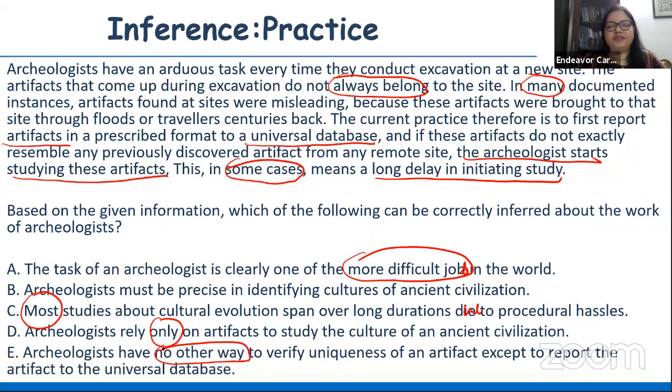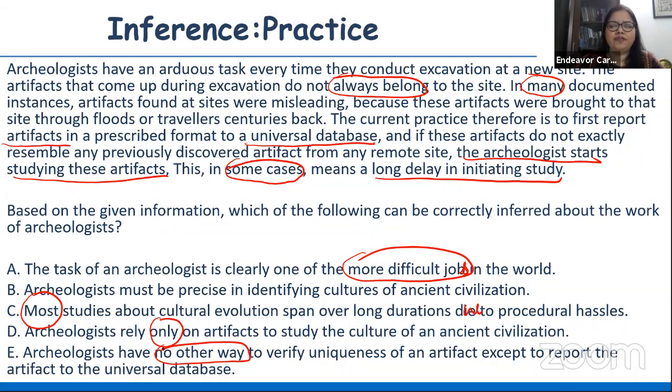So what are we left with? Option B. So what is the implication of this passage? Sometimes you can see that the archaeologist undergoes a long delay in initiating study. He follows a long and tedious process, and he waits till it's completed. Only then does he start studying the artifacts.